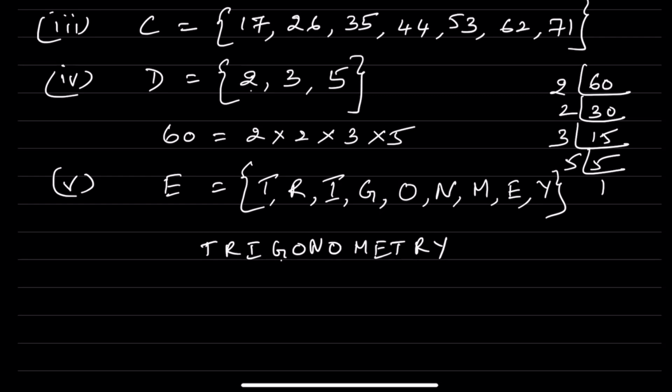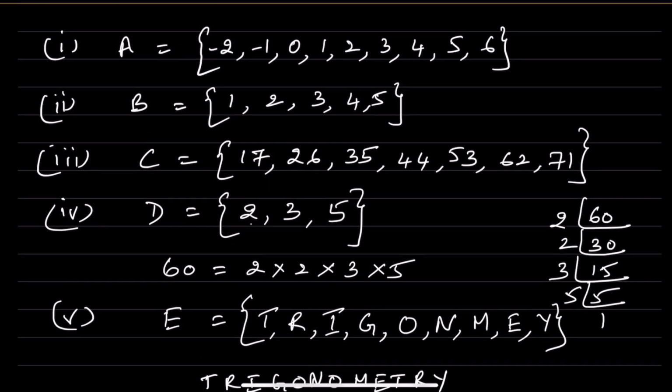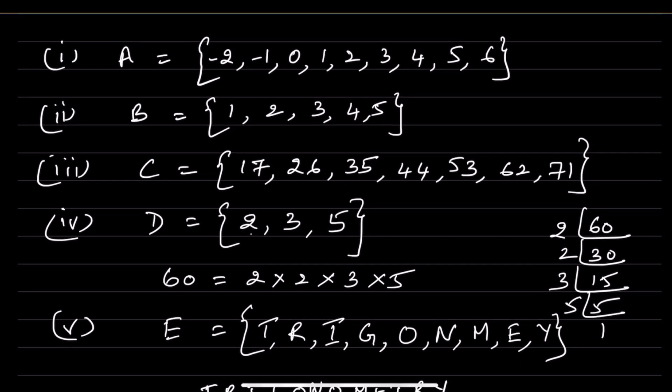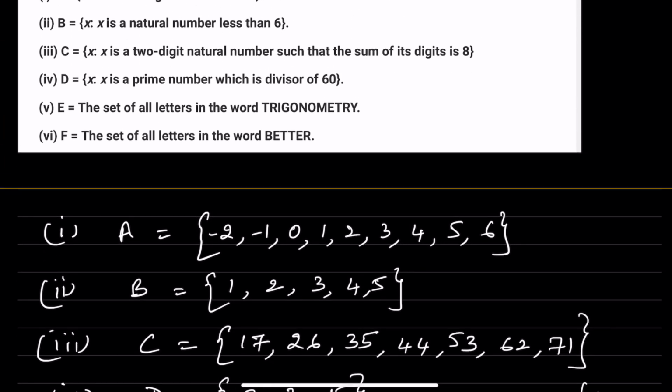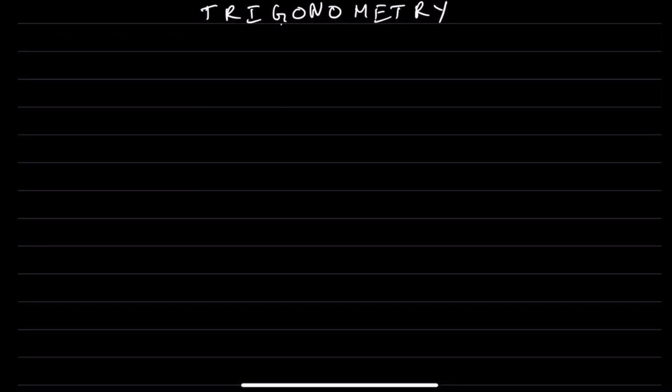All these elements are of this set. When you read the word trigonometry, you have to see whether all these letters are in this set or not. That is set E. Then you can tell this is written in roster form. That means the set of all letters in the word trigonometry. Then last one, sixth one in this third question is the set of all letters in the word better.